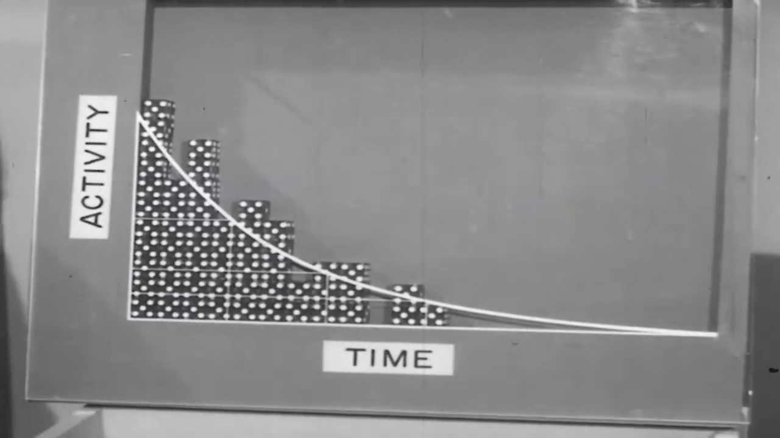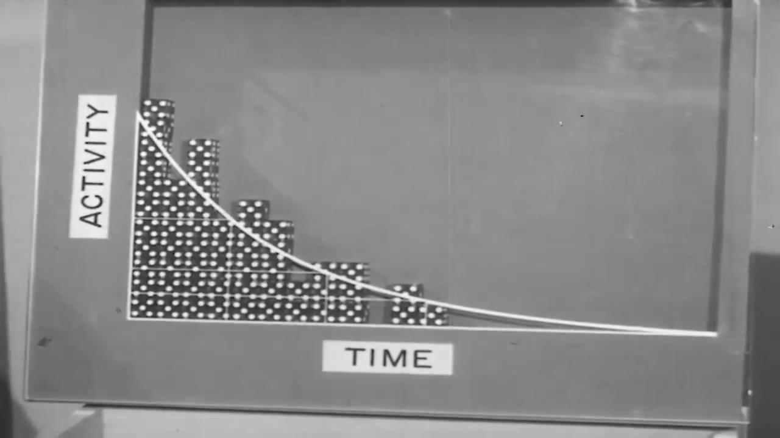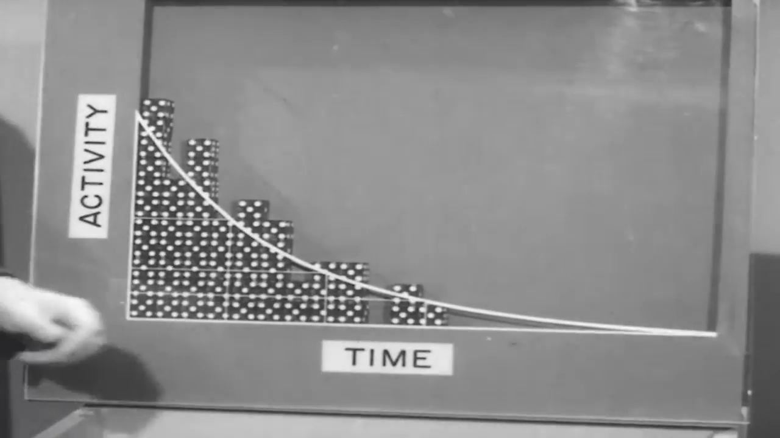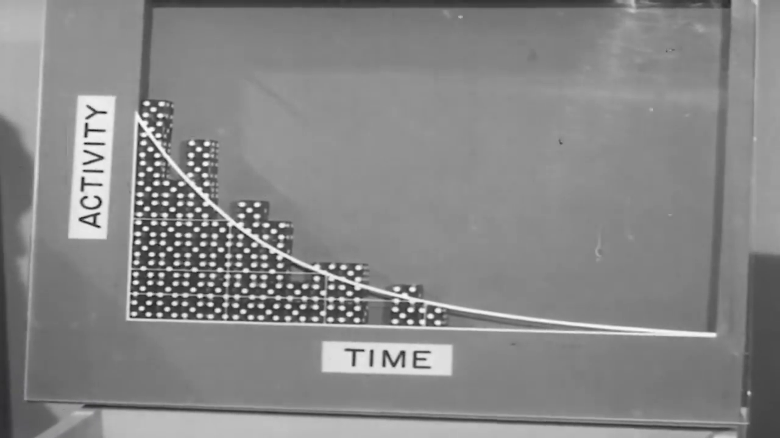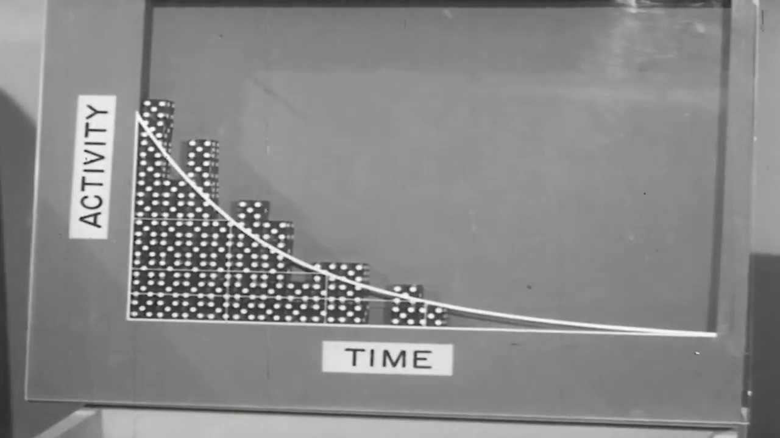The dice graph isn't smooth. There are sizable fluctuations which are bound to occur because I had only a small number of dice. But the general trend is exactly the same for both. So it looks as if the law of radioactive disintegration is the same as the law of chance for these dice. I mentioned the law of chance for the dice, but I'd better say it again.